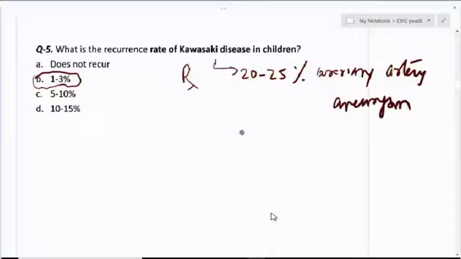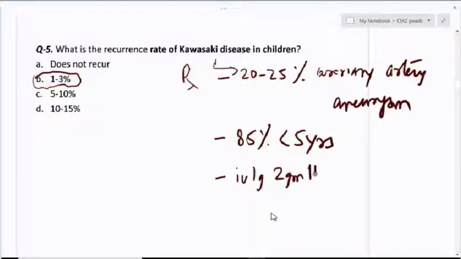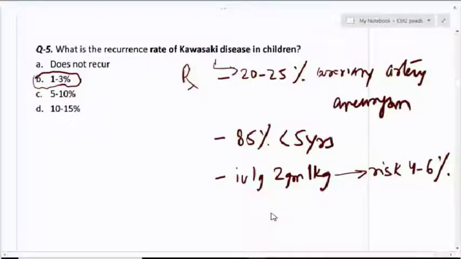Remember, 85% of these children are less than 5 years. So Kawasaki's is a disease of children. To prevent these aneurysms, we give intravenous immunoglobulin 2 grams per kg, by which the risk reduces to 4 to 6%. Initially the risk was around 20 to 25%, and now the risk reduces to 4 to 6%.